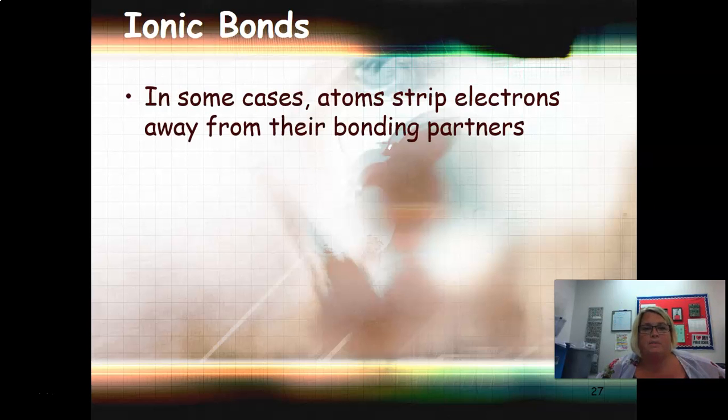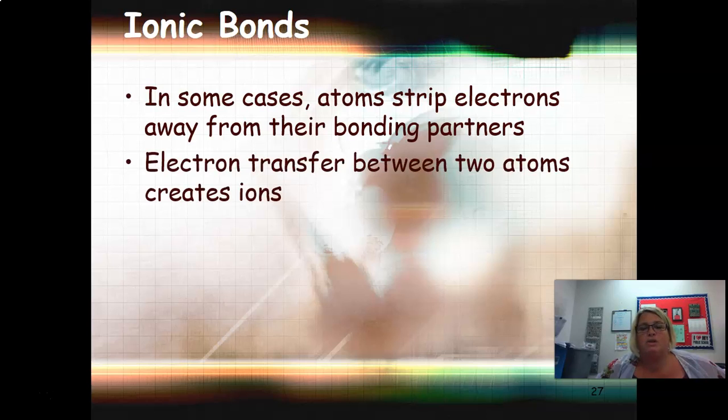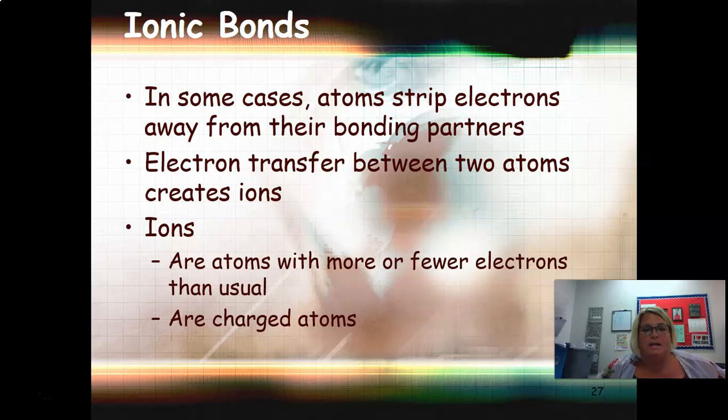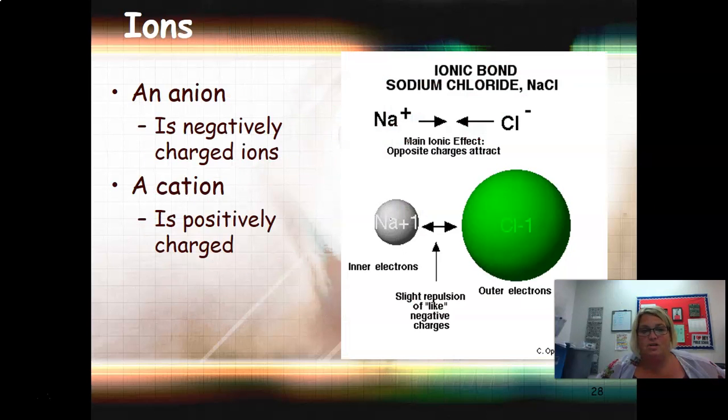Now, instead of covalent bonds where they share the electrons, let's talk about ionic bonds. In some cases, atoms strip electrons away from their bonding partners. Electrons can be transferred between the two atoms to create ions, hence the ionic bonds. So ions are atoms with more or fewer electrons than usual. Ions are charged. They're either positively charged or negatively charged.